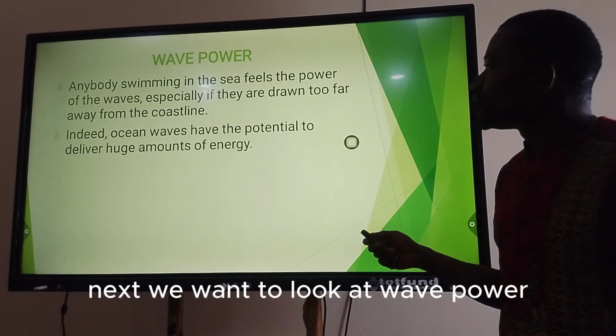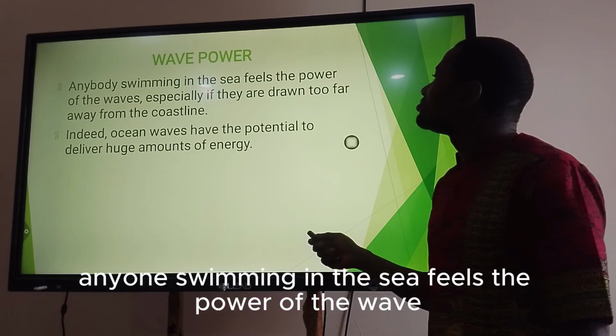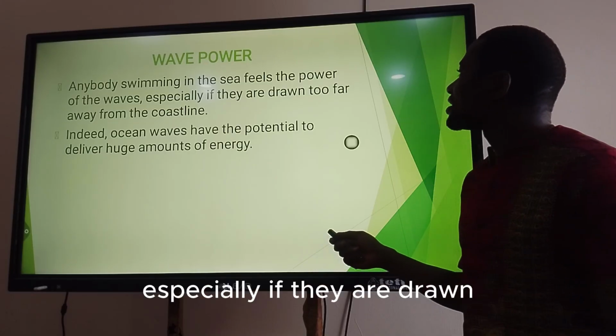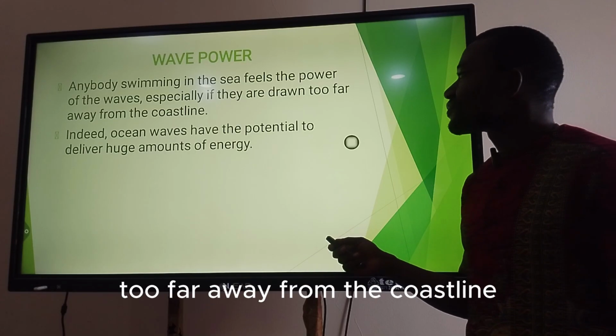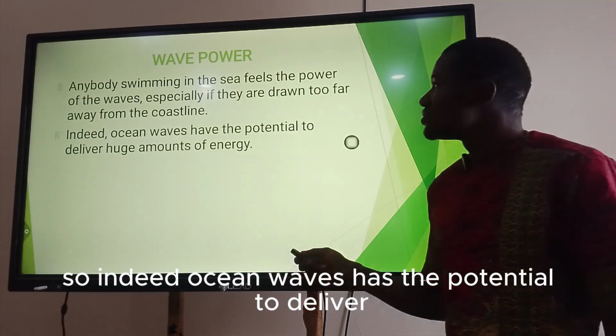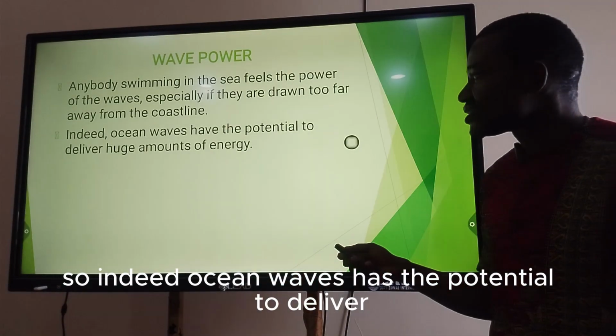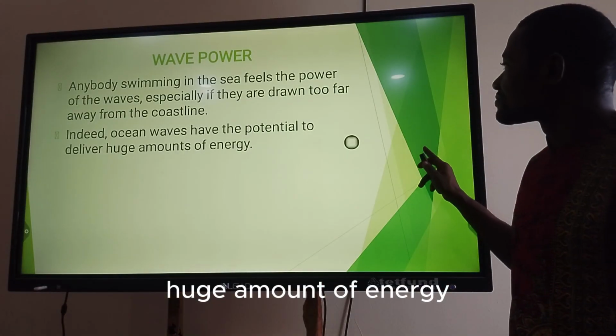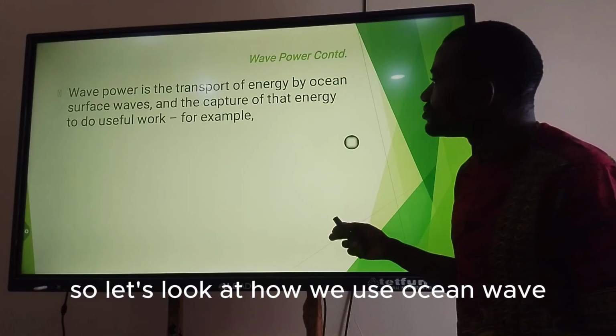Next, we want to look at wave power. Anyone swimming in the sea feels the power of the wave, especially if they are drawn too far away from the coastline. So indeed, ocean waves have the potential to deliver a huge amount of energy. So let's look at how we use ocean wave.